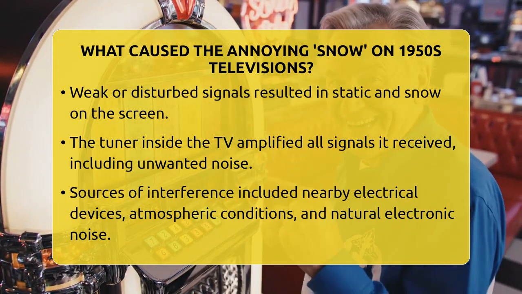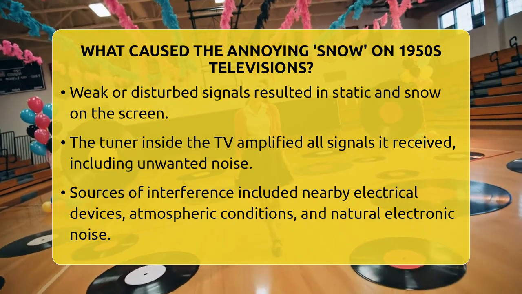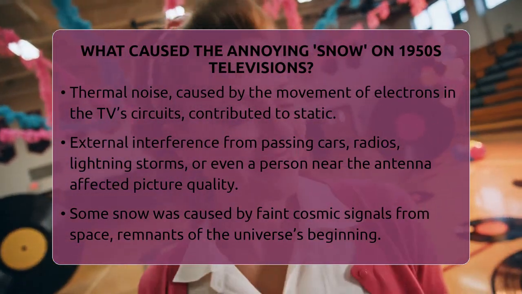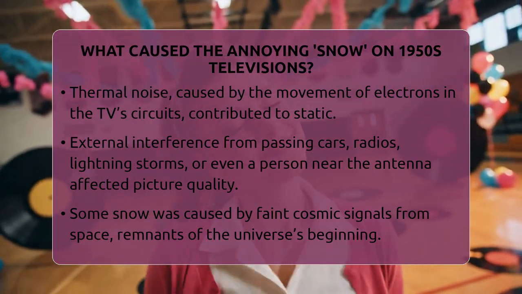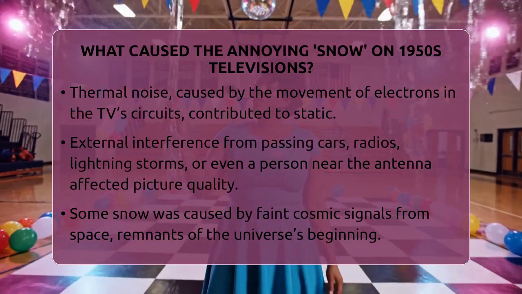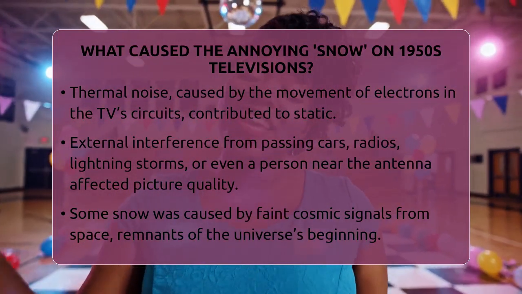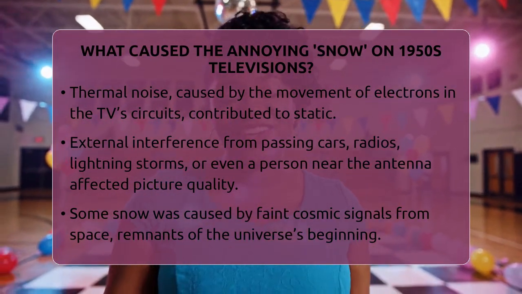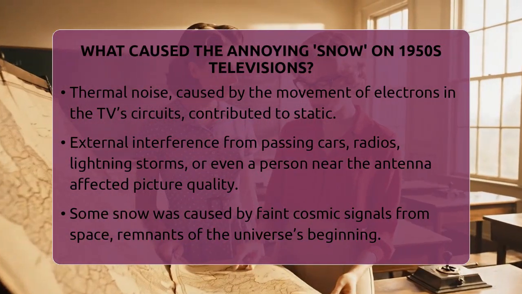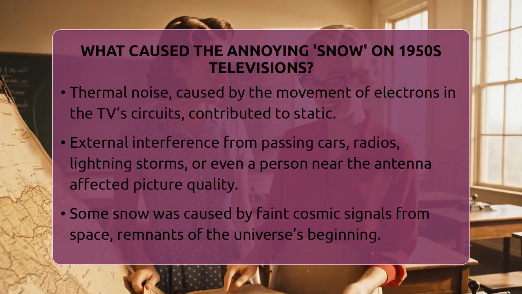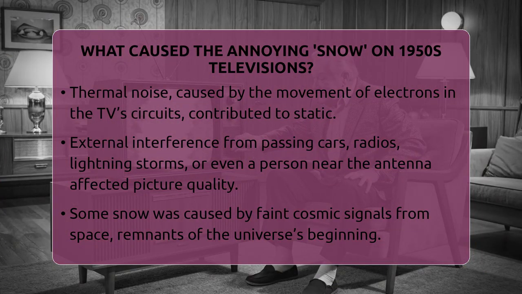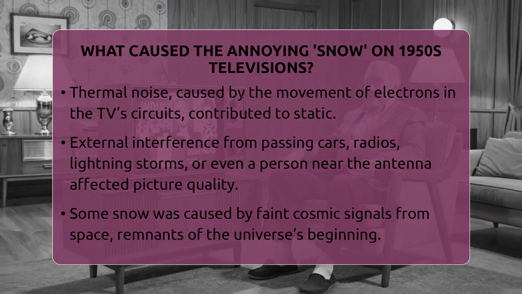Interference from outside sources also played a big role. For example, passing cars, radios, or lightning storms could all send signals that muddled the broadcast. Sometimes, even a person walking near the antenna or turning on a lamp could cause the picture to get worse. Interestingly, some of the snow was caused by faint signals from space, remnants of the universe's beginning. These cosmic signals, although tiny, could sometimes be picked up by sensitive television sets.